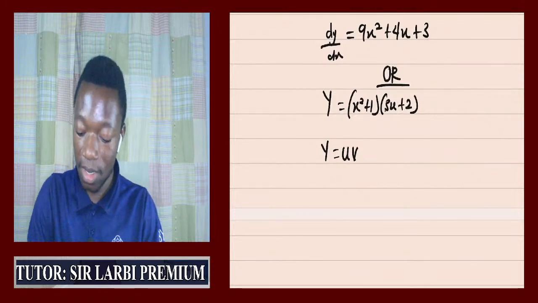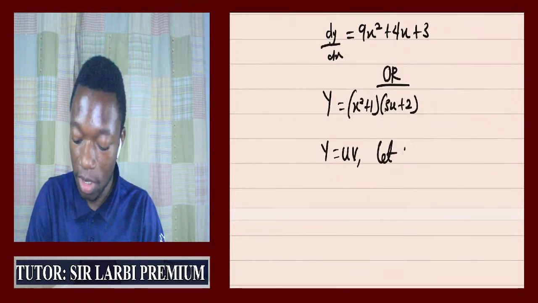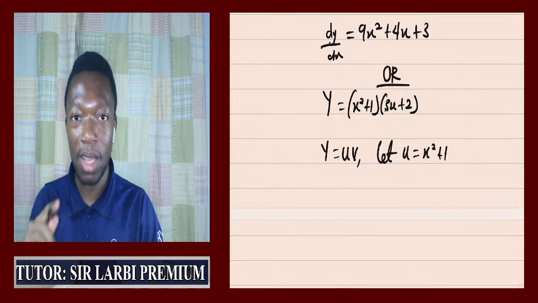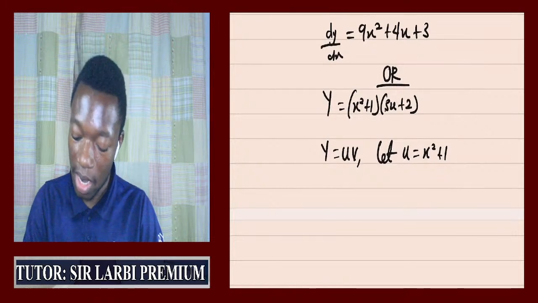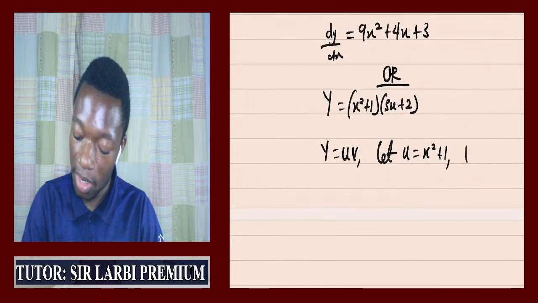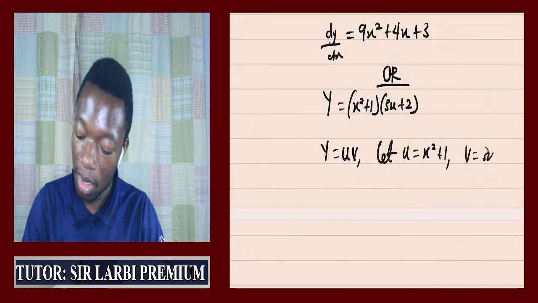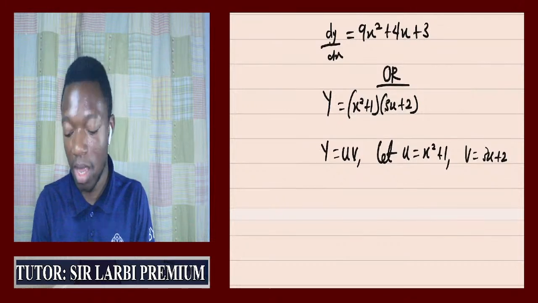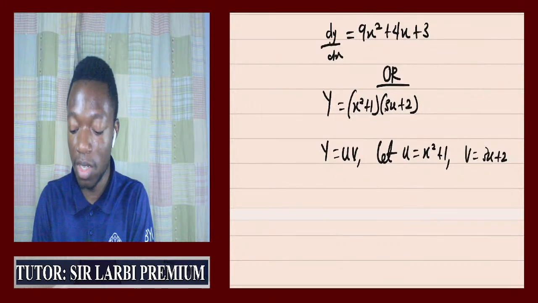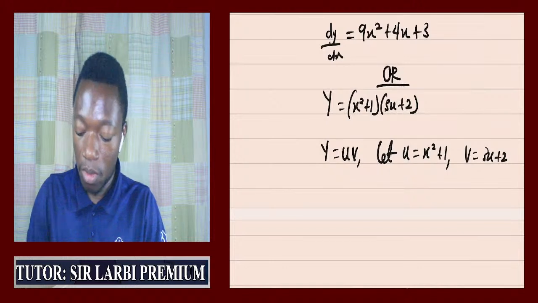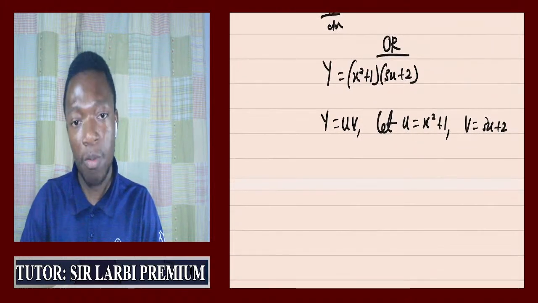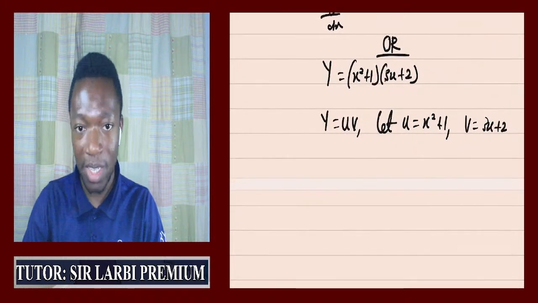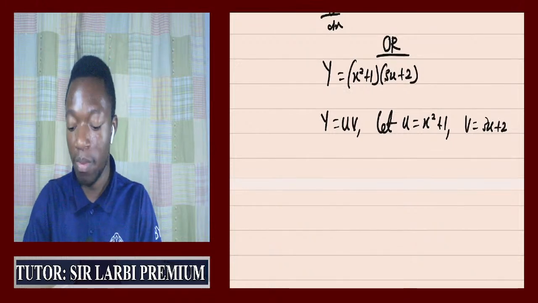So what I will say here is that, okay, if that is the case, I will say that let u be equal to x squared plus 1. That's the first thing we want to do. And then also let v be equal to 3x plus 2 in order, in sequence, because u comes before v. That's why you have u and then v generally here. So that is the first, and then after you have made the representation, the next thing you want to do is to differentiate them individually.